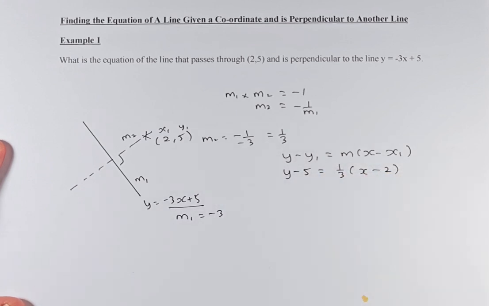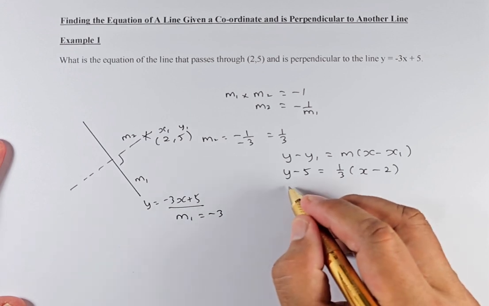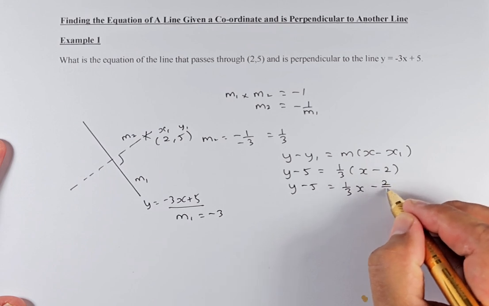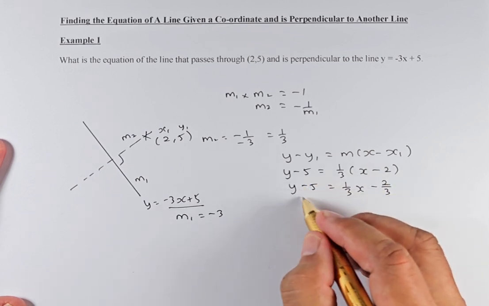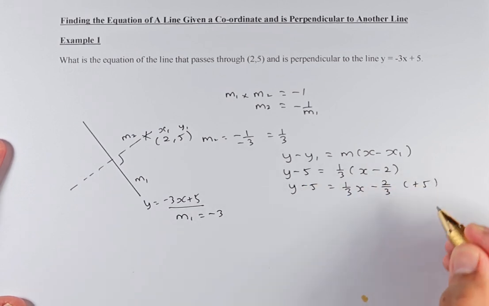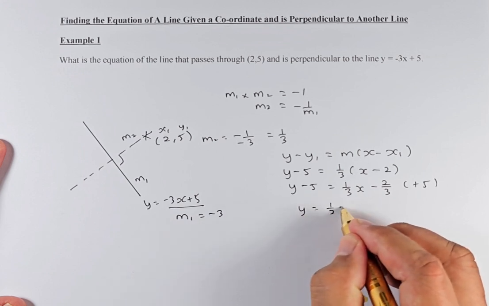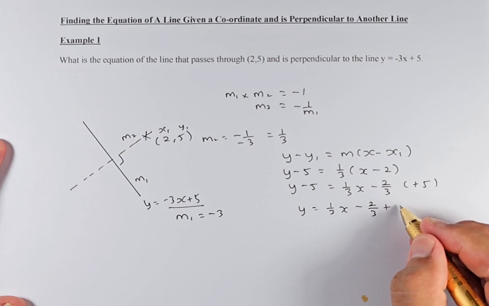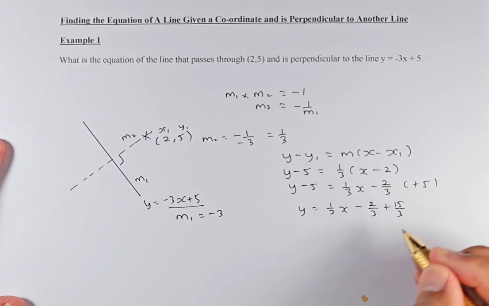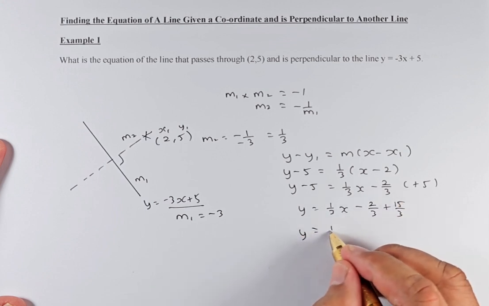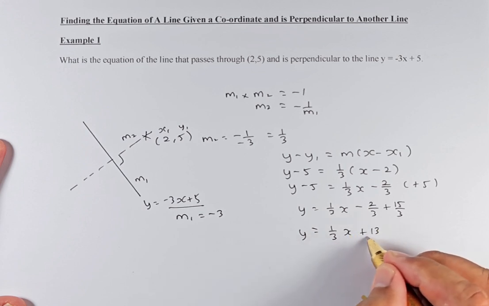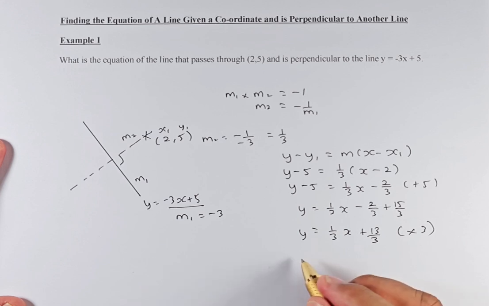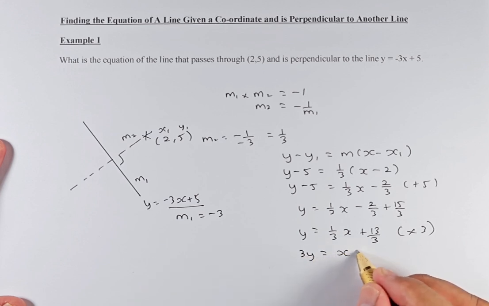Okay, so now we're going to simplify them. So y minus 5 equals 1/3 x minus 2 over 3. And of course, we need to get rid of this 5. We add 5 on both sides of the equation. So y equals 1/3 x minus 2/3 plus 5, or simplified, 15 over 3. So simplifying that, you get y equals 1/3 x plus 13 over 3. And to get rid of the 3, we can multiply everything by 3. And the answer is 3y equals x plus 13.